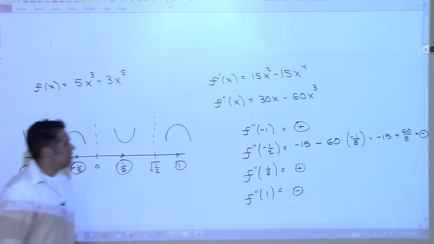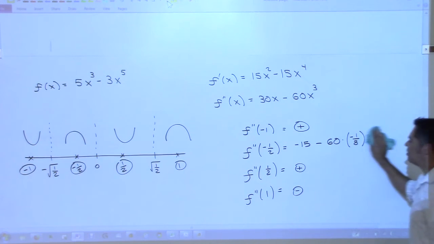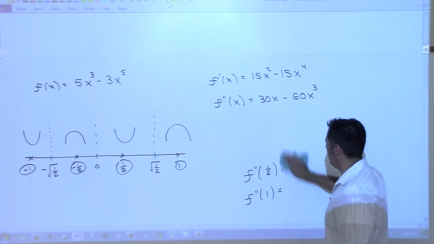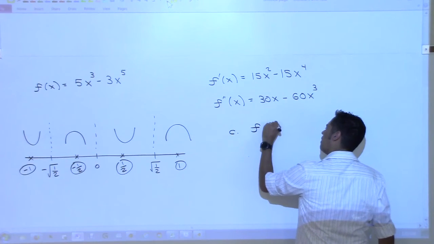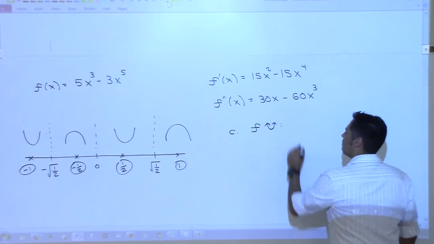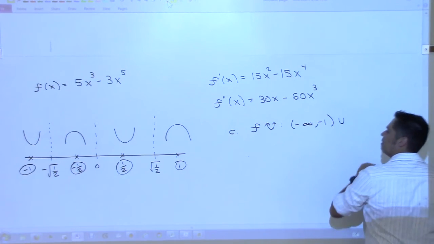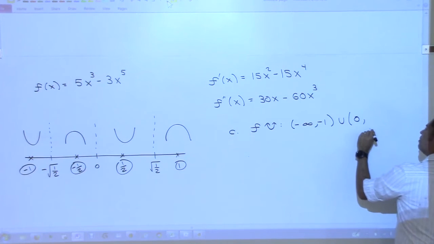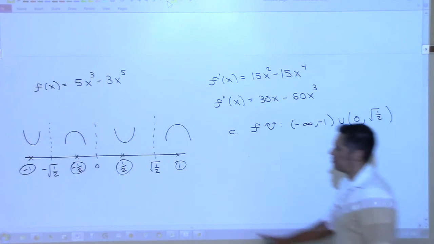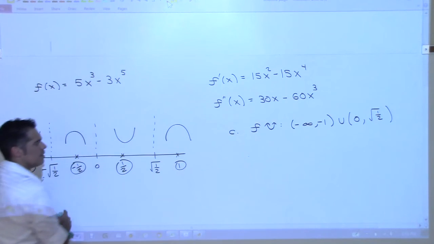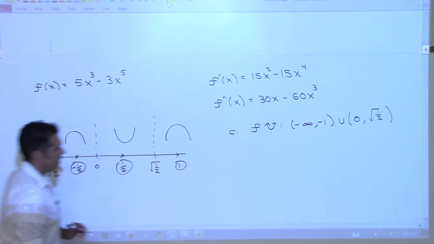So now let's answer the questions. Part C. Part C says where is the function concave up? Where is it concave down? So f is concave up where? Negative infinity to negative 1, union 0 to root 1/2, right? So that was... yeah, it should not be negative 1. It should be negative root 1/2, yeah.